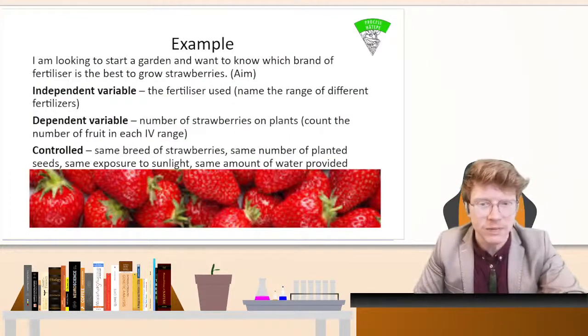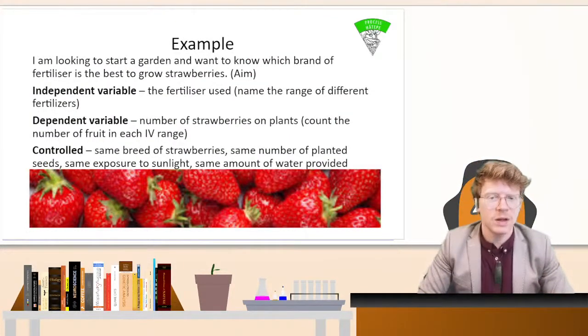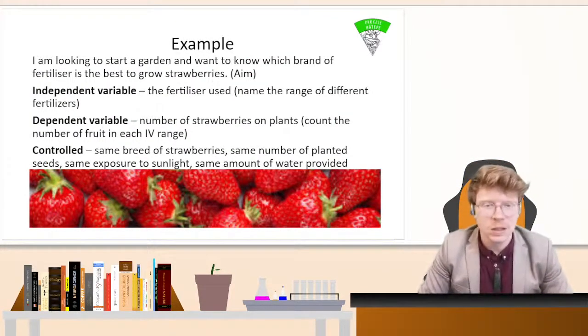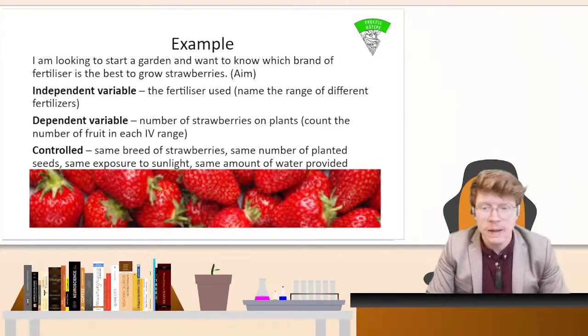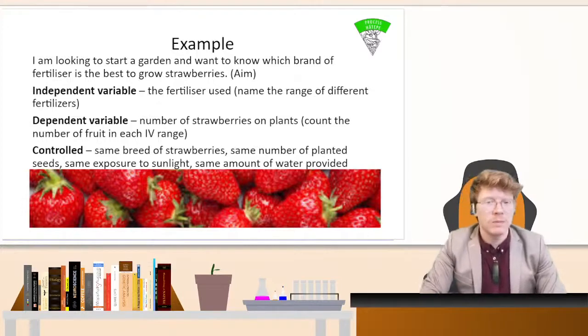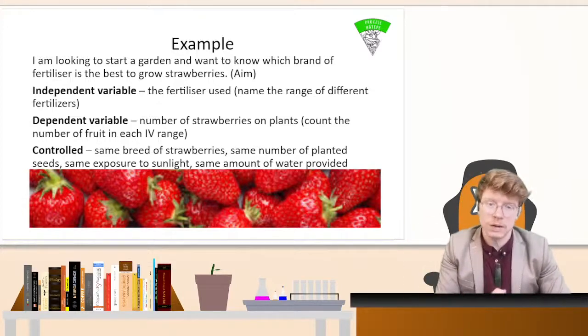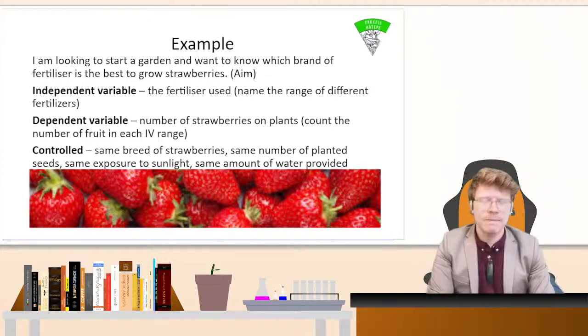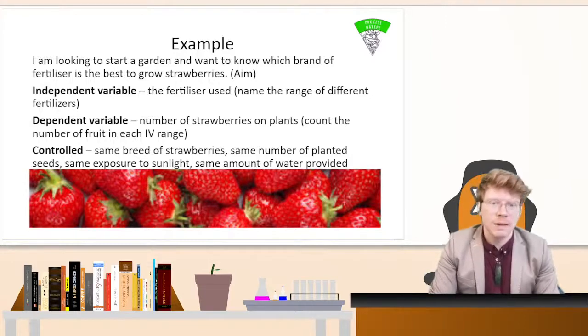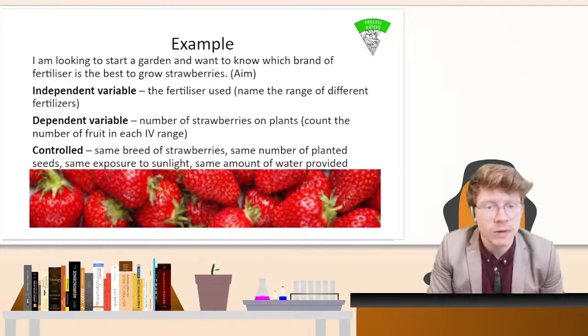So we've got an example of this here, right? Where you've got an experiment to look at which brand of fertilizer is the best to grow our strawberries. Your independent variable would be what fertilizer you pick, right? That's the thing you change. For one batch of strawberries, you give them fertilizer A. For one batch, you give them fertilizer B. The dependent is the thing you measure. Now, that could be the number of strawberries on the plants.